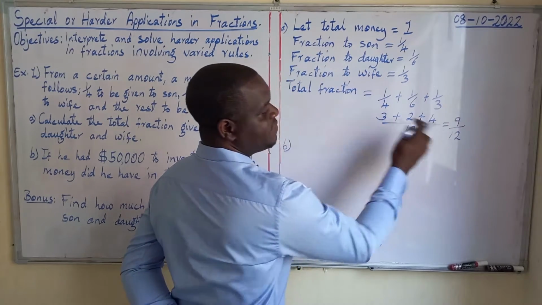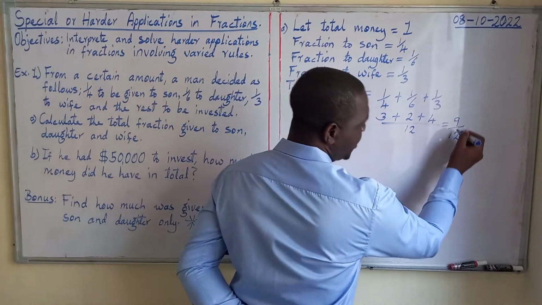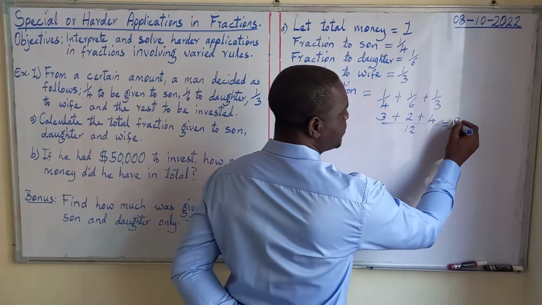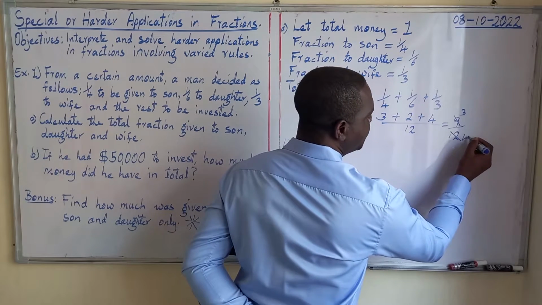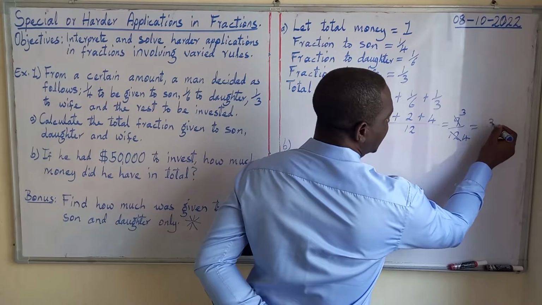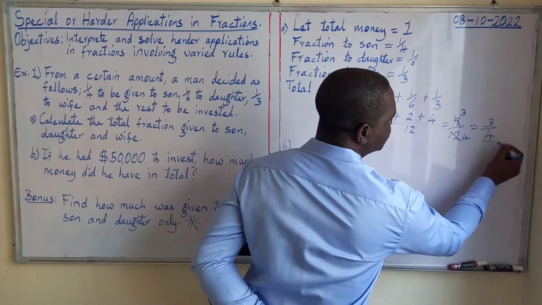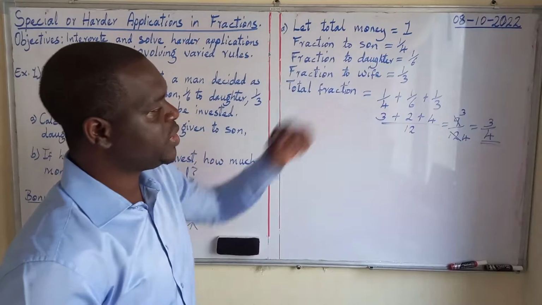This is a vulgar fraction and can be simplified. So 3 will divide 9 and 12. 3 goes into 9 3 times, and 3 goes into 12 4 times. So at this level, our answer is 3/4. That's the total fraction given to the three of them.